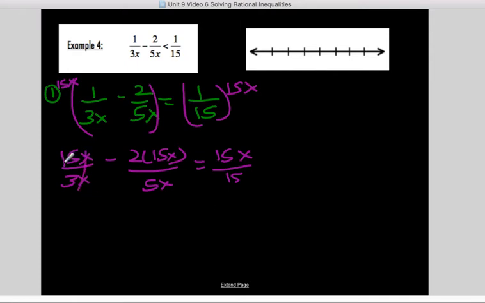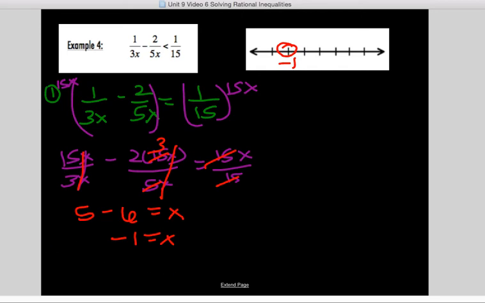Cancel out x's. Whoops, that didn't change colors. There we go. 15 divided by 3 is 5 minus, my x's cancel. This gives me 3. 2 times 3 is 6. 5 minus 6 is negative 1 equals x. So that's my first answer, so I'm going to write it on there. Can x be equal to that? No, because it does not have the equal to. So it's an open circle.